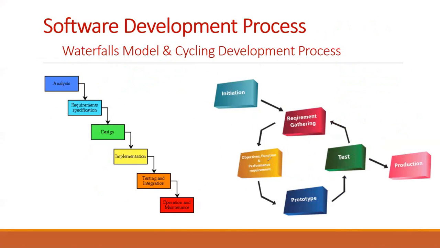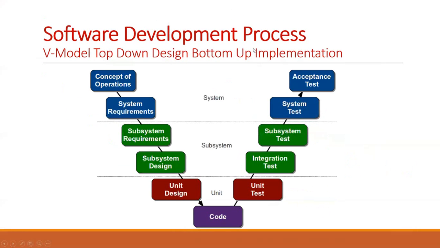So there's a software cycle, or you do the waterfall model. But the waterfall model just tells you what the steps are, the steps you need to take when you develop your software. And there's another one called the V model.